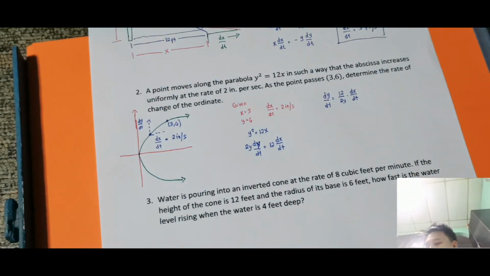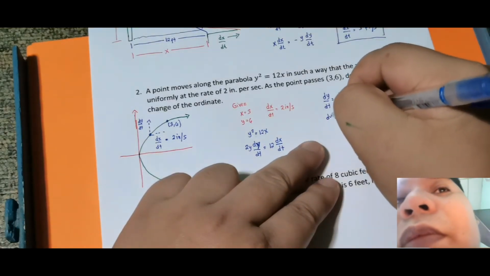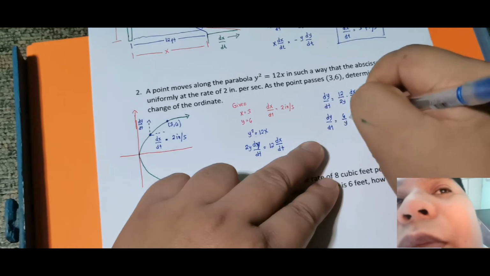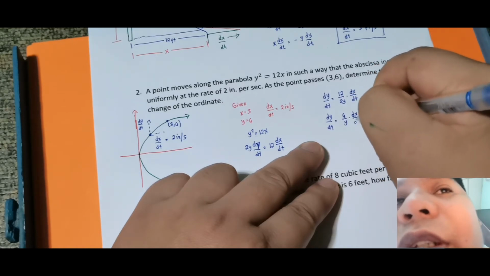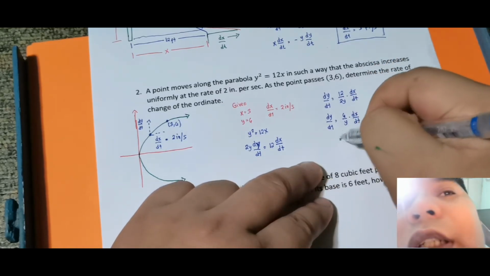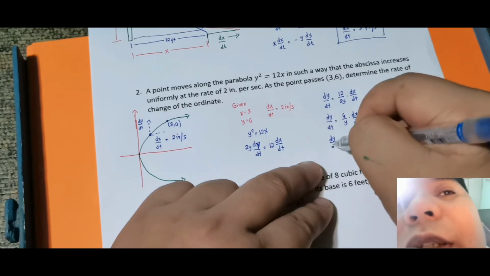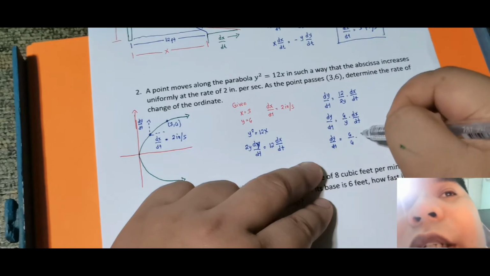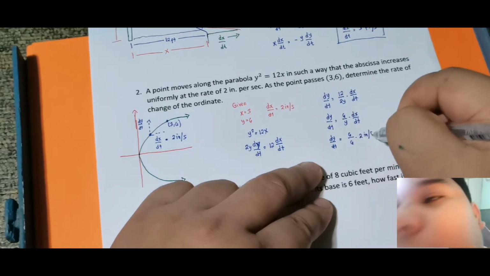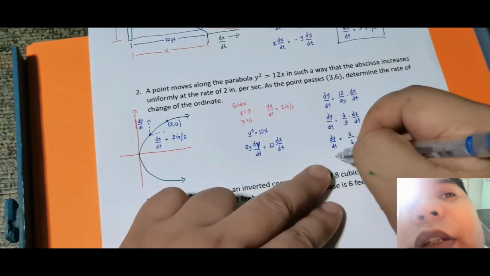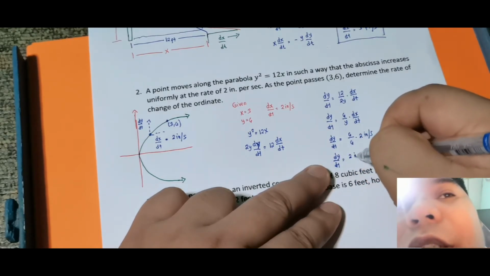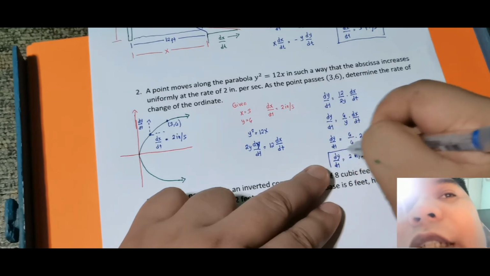Okay, so ganyan yung magiging formula niya, no? So, meaning, dy over dt is just equal sa 6 over y multiplied by dx over dt. So, this is just equal sa dy over dt is equal to 6 over 6 multiplied by 2 inches per second. Okay, note that dy over dt is just equal sa 2 inches per second din. So, parehas lang sila ng galaw daw.